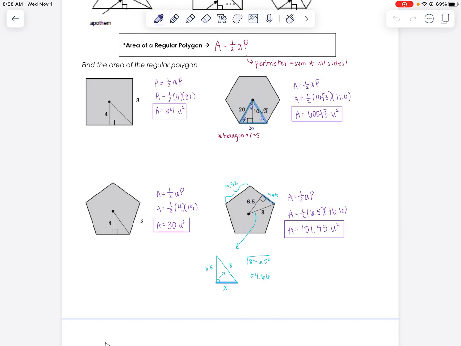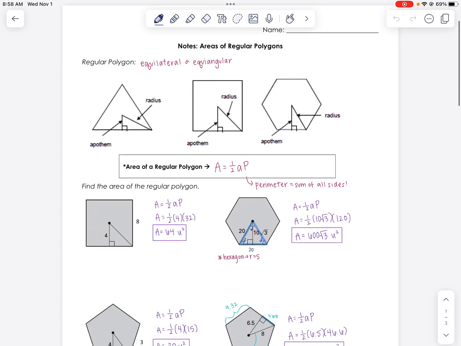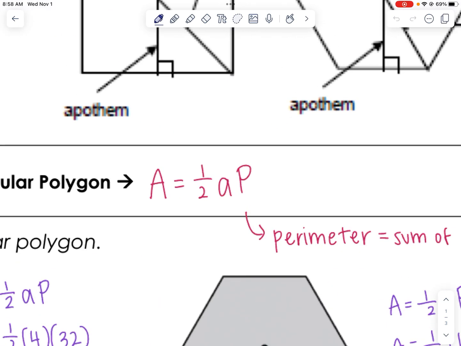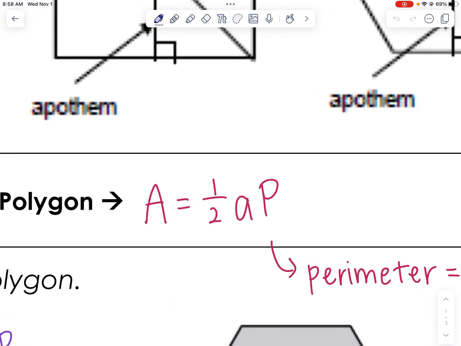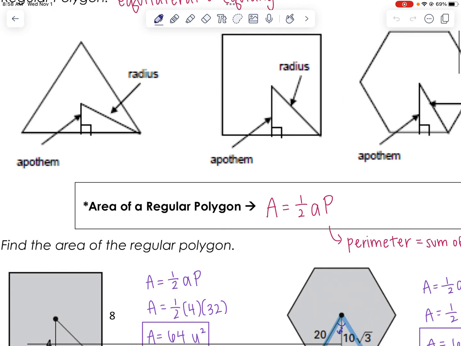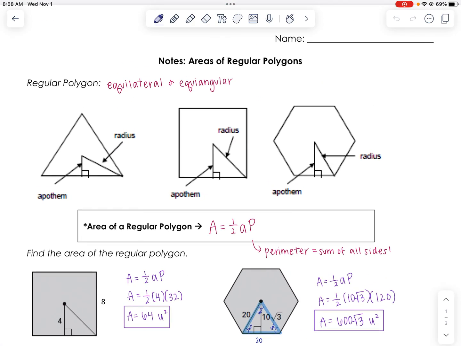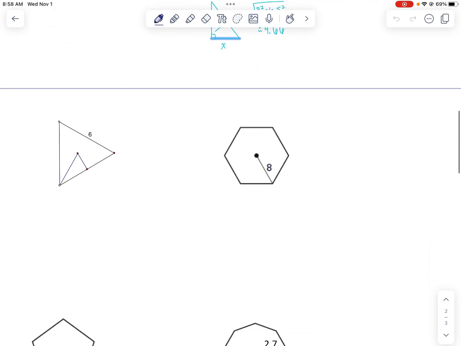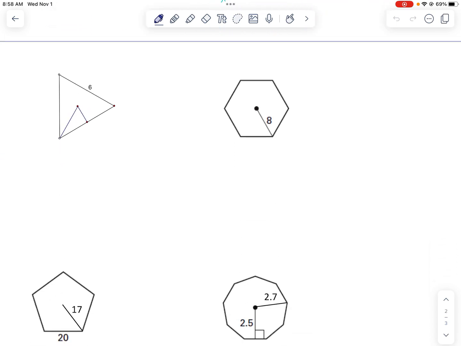So welcome back. In the last video, we were talking about area of regular polygons, and we said that this one formula will work for any regular polygon. So any regular polygon that you have, this formula is going to work. So let's take a look at a few more examples whenever you're missing a piece that you need.